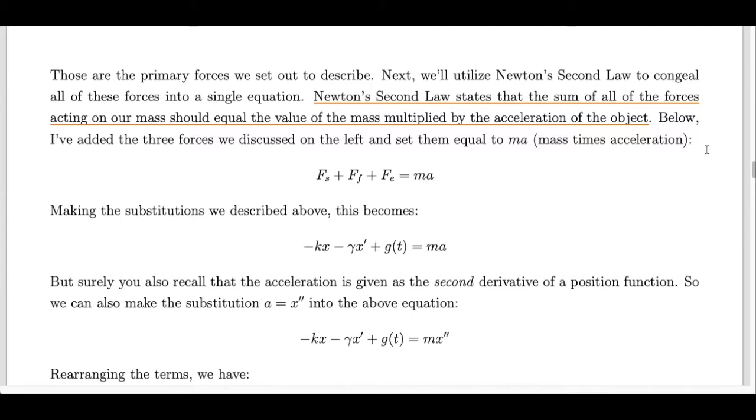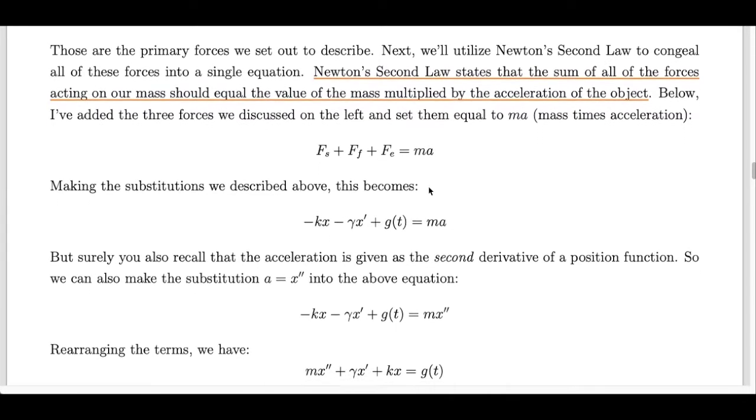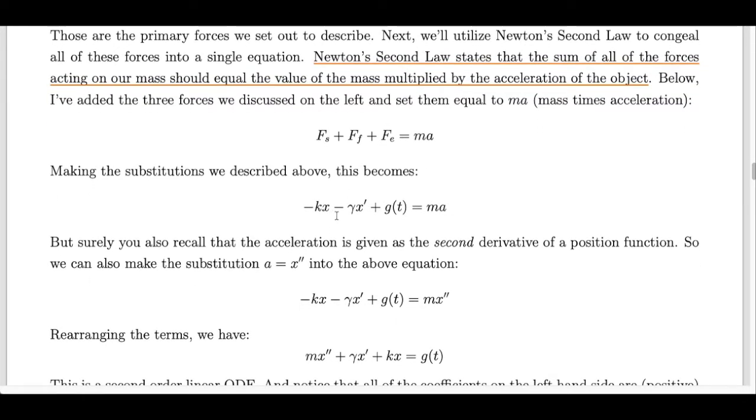Let me take the three forces that we've identified. Here I've listed them in this equation form: the force due to the spring, the force due to friction, the external force. I'm going to sum those up, and Newton's second law says that those have to equal mass times acceleration. I have other expressions for these three forces, at least these two on the left, so I can drop those substitutions in, and that turns my equation into this here.